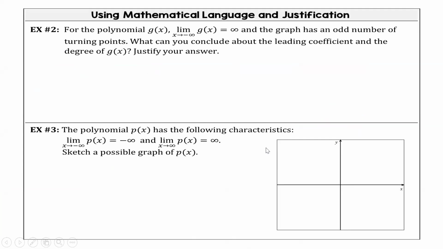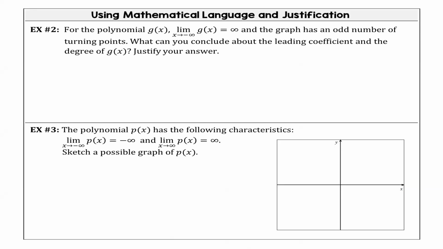All right, so this is an example of describing using words. It says for the polynomial g of x, as the limit x goes to negative infinity, g of x equals positive infinity, and the graph has an odd number of turning points. What can be concluded about the leading coefficient and the degree of g of x?